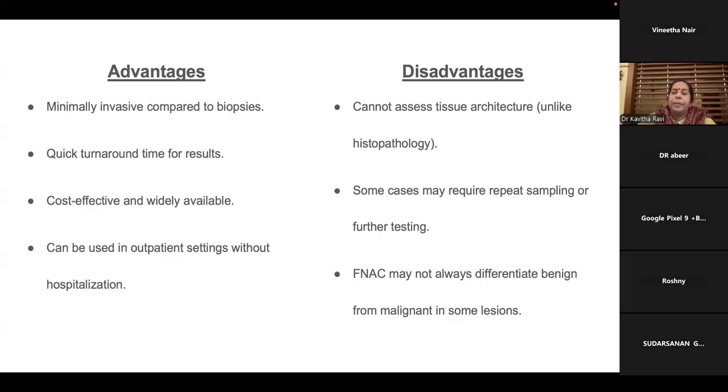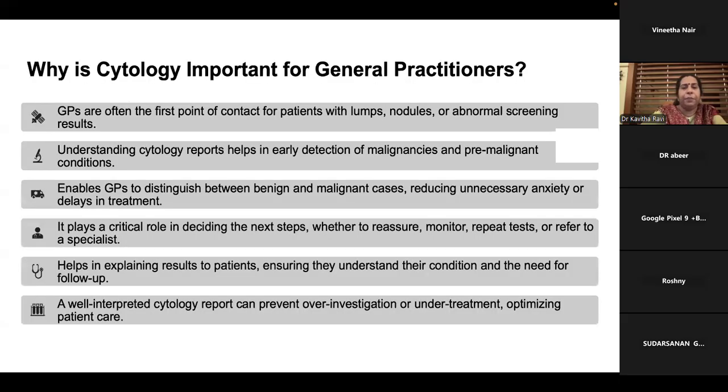The disadvantage is, as I have already mentioned, we cannot assess tissue which is deep, which is not visible. Some cases may require repeat sampling or further testing. And it's not always the final diagnostic method, especially where we need architectural features to make a diagnosis of malignancy, like capsular invasion or vascular invasion in endocrine tumors. FNAC may not be that helpful in differentiating benign and malignant lesions.